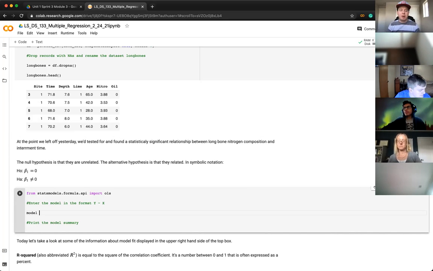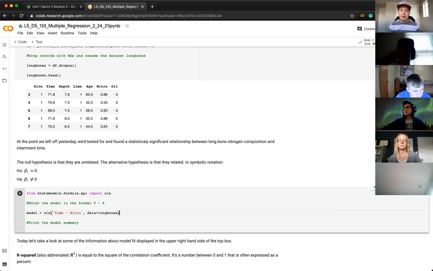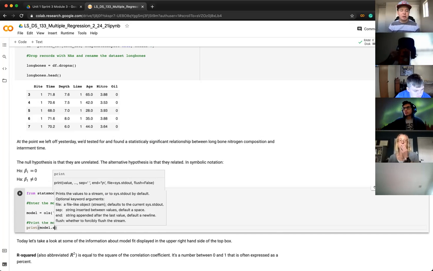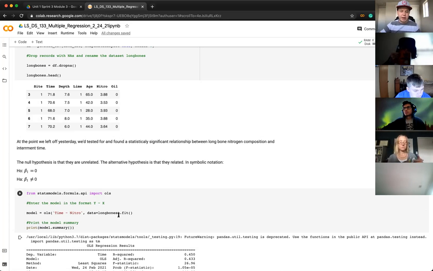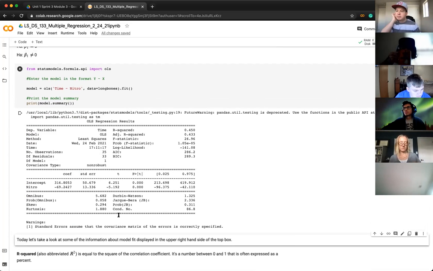Okay. So we're going to say that model equals OLS, right? That's the function we imported. And we give it this funny string with time tilde nitro, our column headers. Our data is long bones. And then we call .fit to calculate the model.params and the model summary. And then we can print the model summary to get our results.